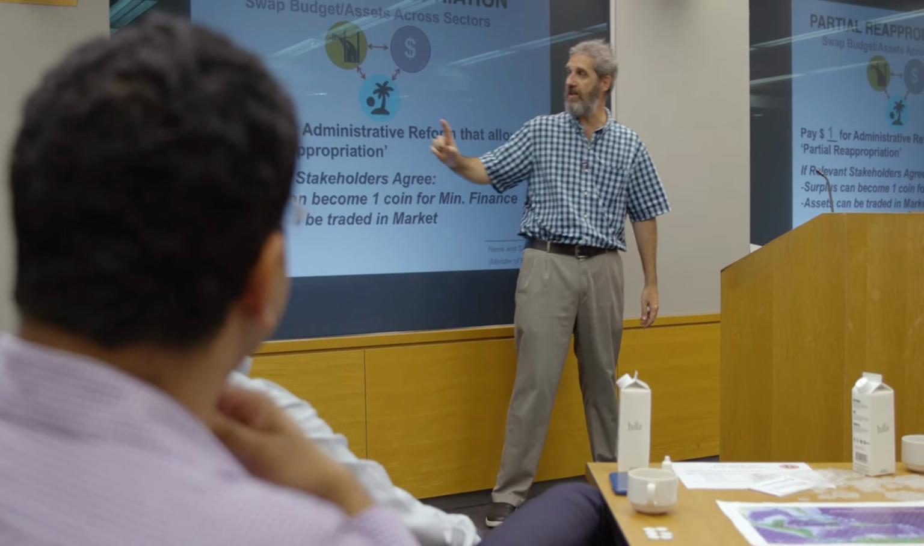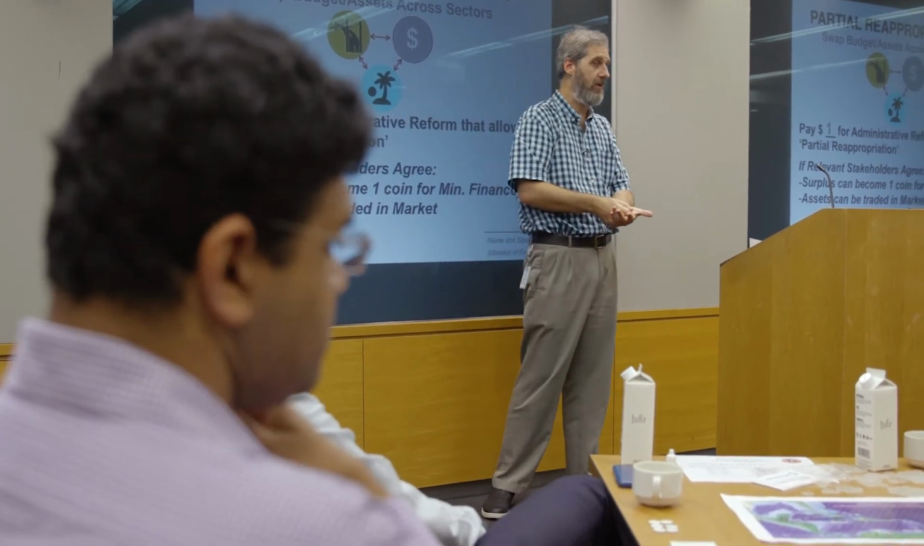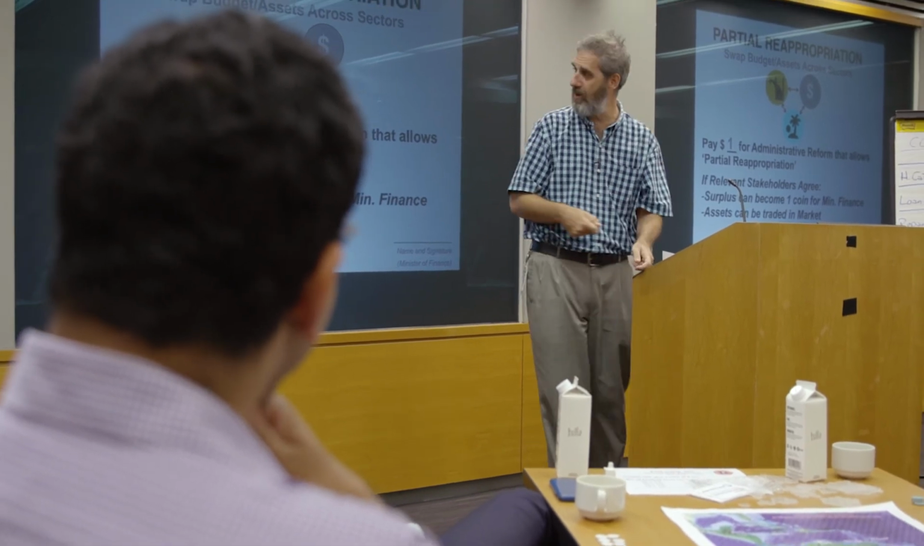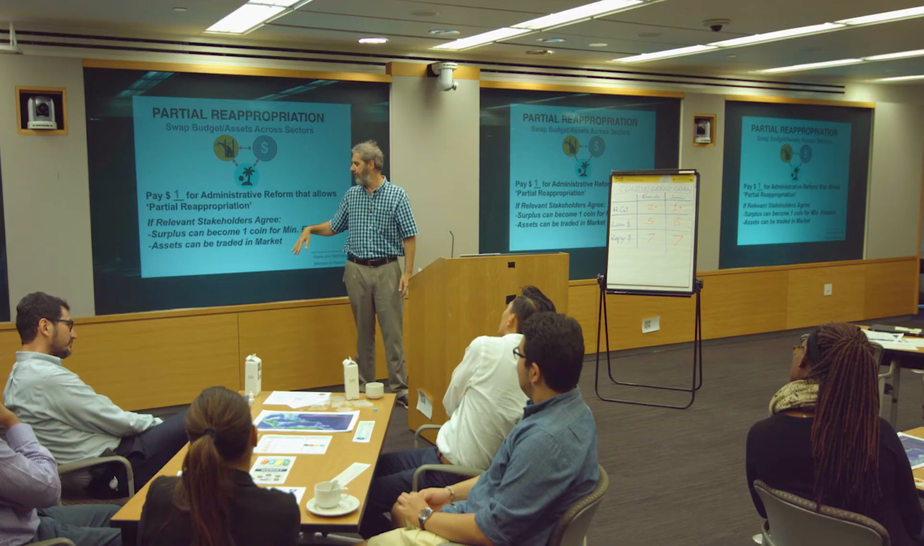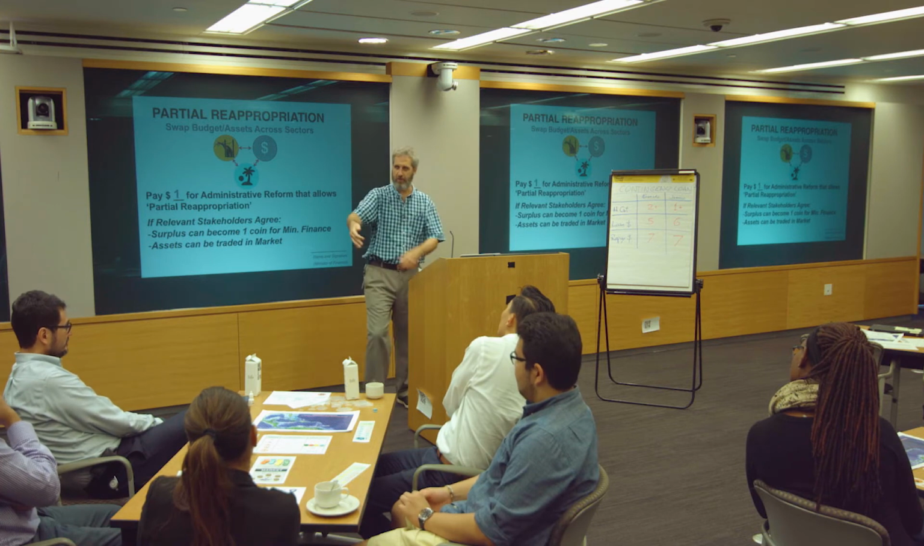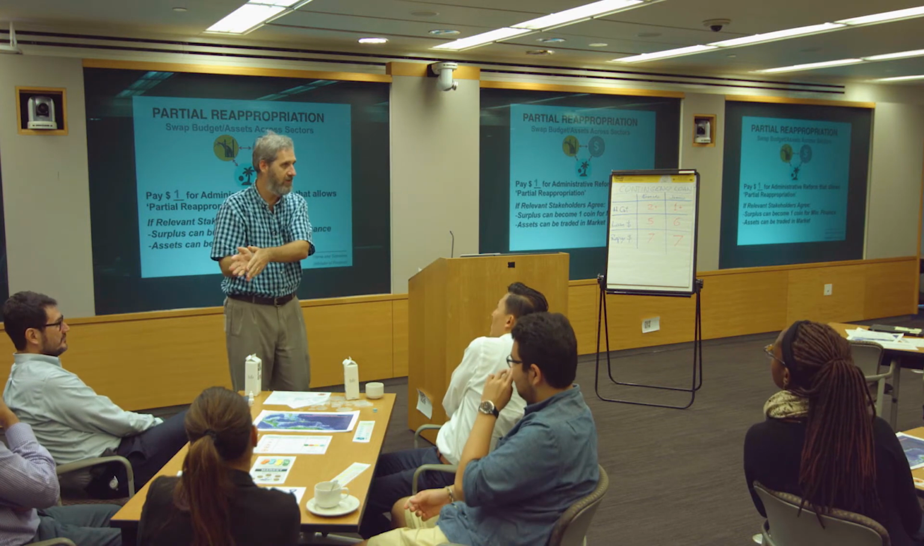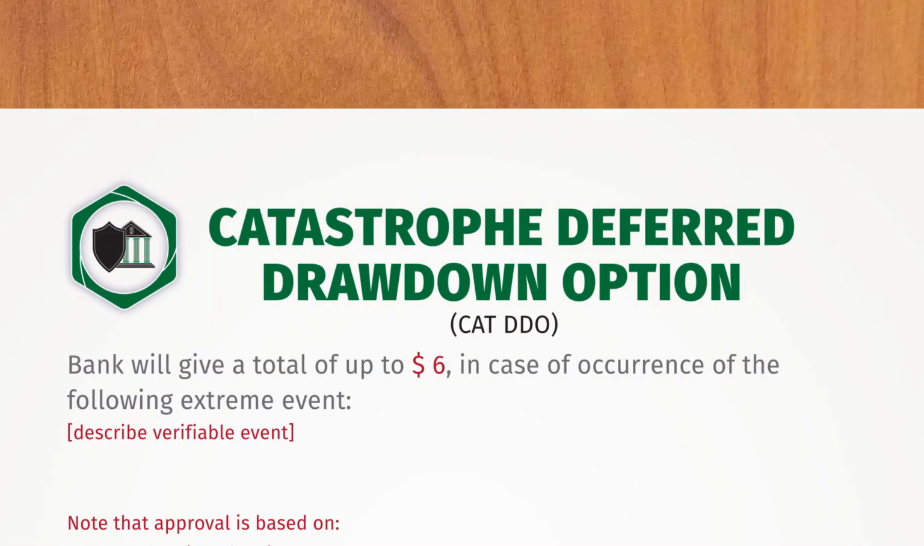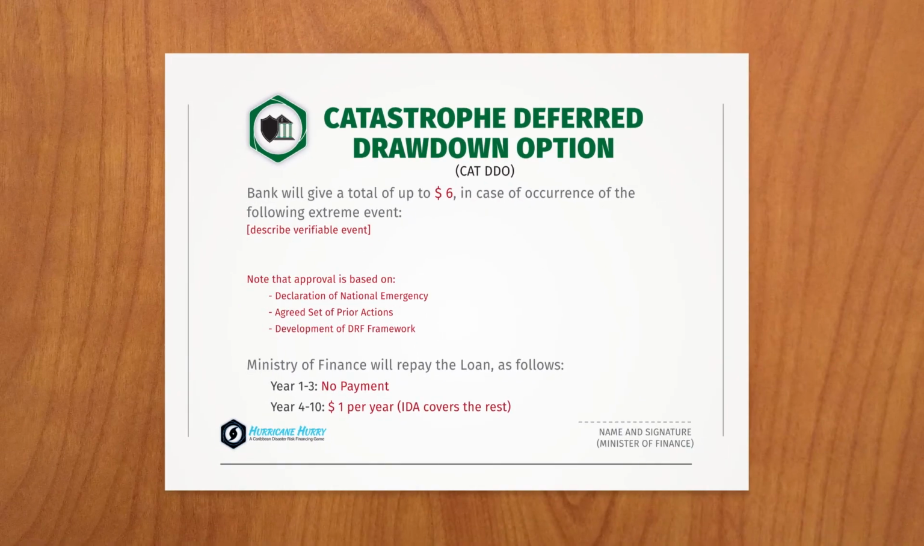Another option is partial reappropriation. If your country pays 1 upfront, that allows for changing the legislation, establishing the financial mechanisms, and so on, so that in the future, a surplus of one minister can become an asset for someone else, or you can actually trade assets. An additional option is the CAT-DDO. This is a very interesting instrument that the World Bank is making available to multiple countries. It's a catastrophe deferred drawdown option.